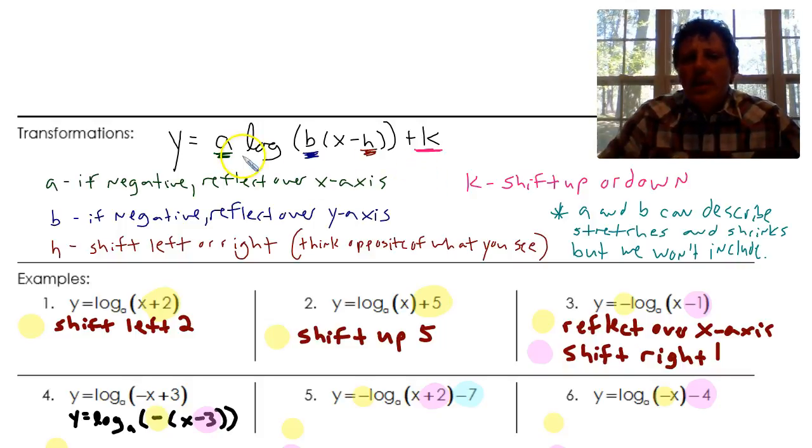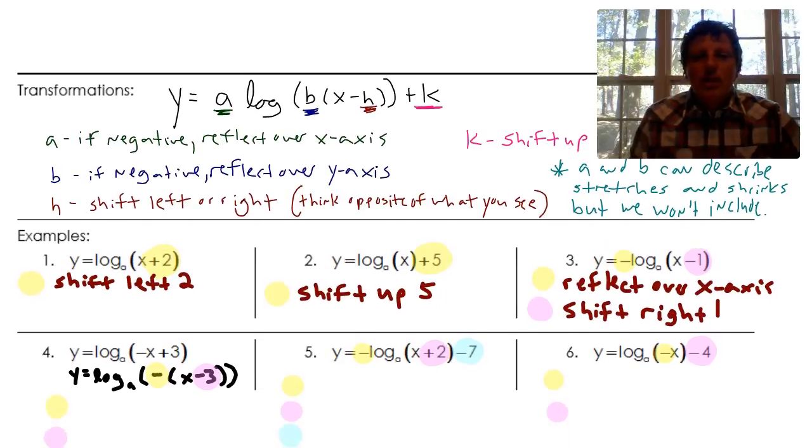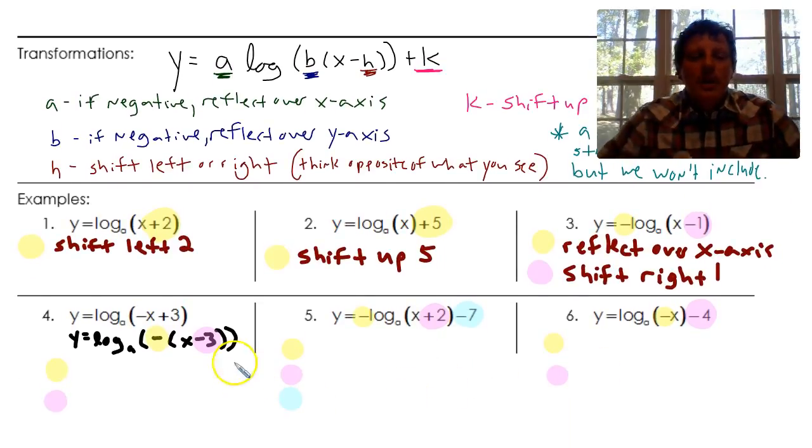Now, I want to point out that a and b can also describe stretches and shrinks. In other words, vertical stretches, vertical shrinks, horizontal stretches, horizontal shrinks, but we're just not going to include those today. We're not going to worry about them at the minute. It does happen, it is part of it, we're just going to ignore that. So let's look at a few of these transformations down here. I've already done the first few, and then we'll do the next few together.